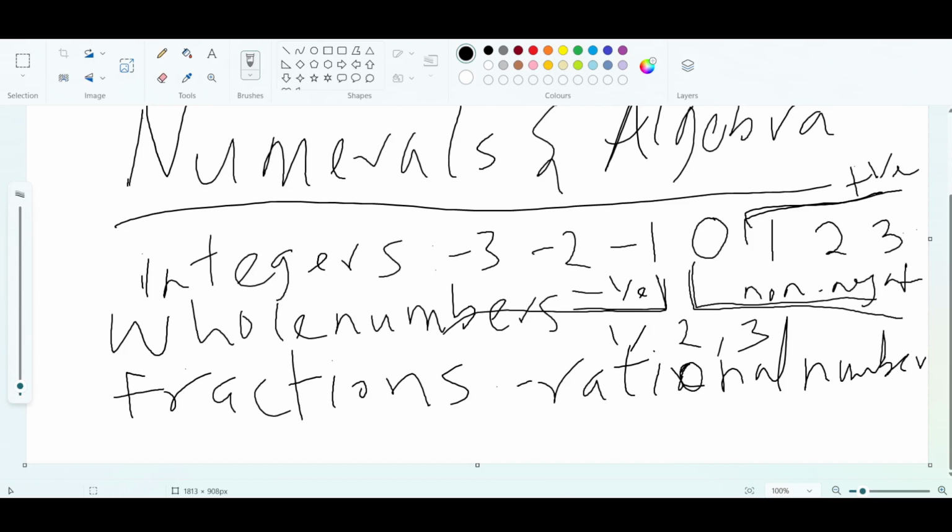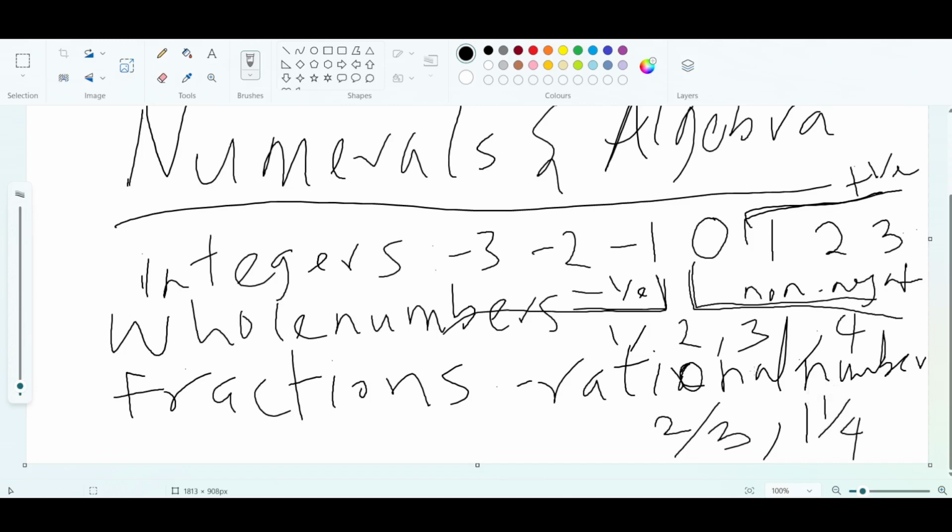So what are whole numbers? The whole numbers are just 1, 2, 3, and it goes on like that. It could be 1, it could be 2, it could be 3, it could be 4. It could be any big number, whatever number it is. So it's just a whole number.